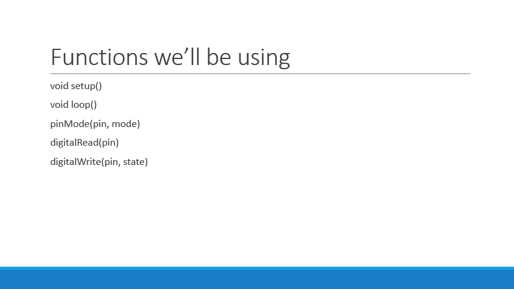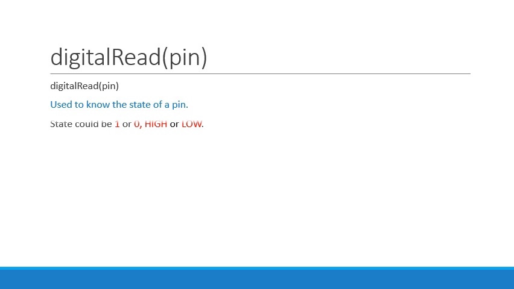Functions we'll be using today are void setup, void loop, pin mode, digital read, digital write. You may not have seen this digital read function before, and that is the main thing we'll be using today. Digital read function is the one that allows us to read in the value of the button pin. It is used to know the state of a pin. You can see that it takes only one parameter, which is the pin that we have connected our button to. So now, the state that it gives back could be either high or low, which could be either 1 or 0.